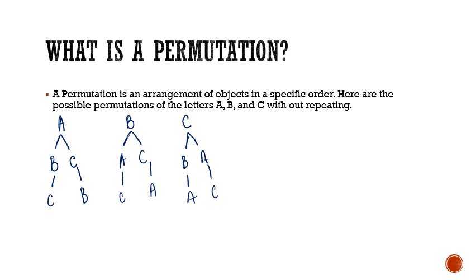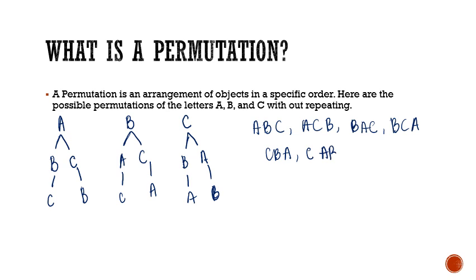and C. So all of our combinations are A, B, C, A, C, B, B, A, C, B, C, A, C, B, A, and C, B, A. So in total we have 6 combinations. So we arranged 3 things and we got a total of 6 different ways to arrange them.